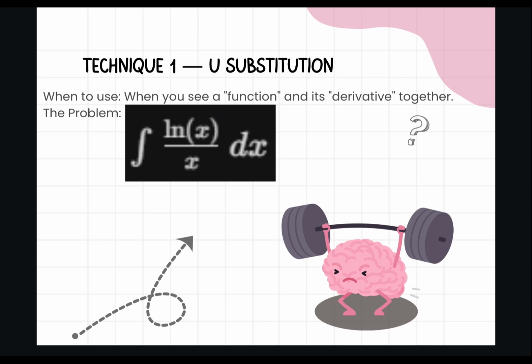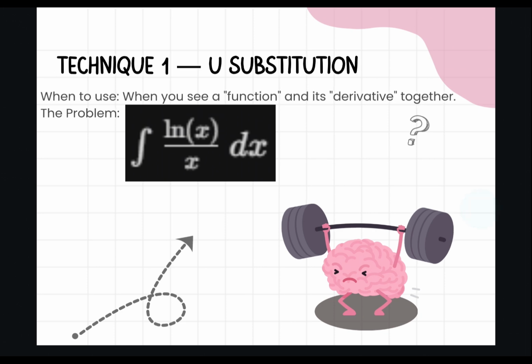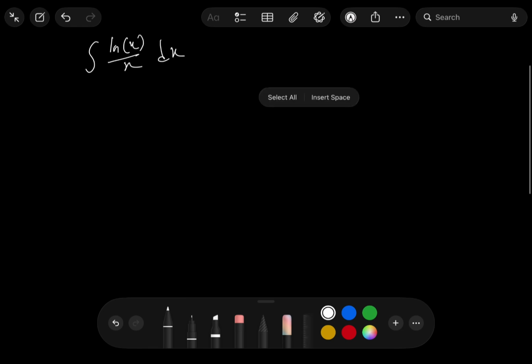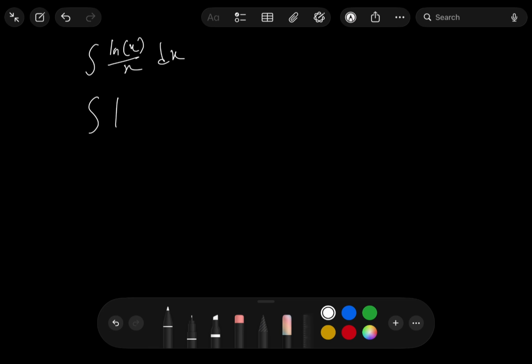We use this technique when we see a function and its derivative together, and we're going to try to solve this problem. Okay, we will start with writing down the question, which is this. So as I said, we want to use u substitution when we see a derivative and its function next to each other. So we can write it like this to make it clearer.